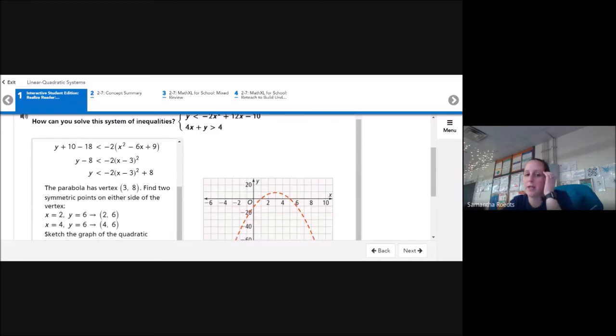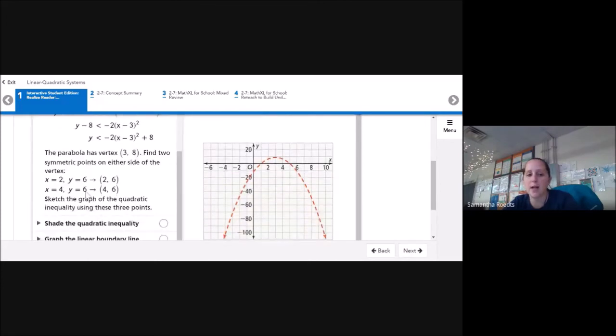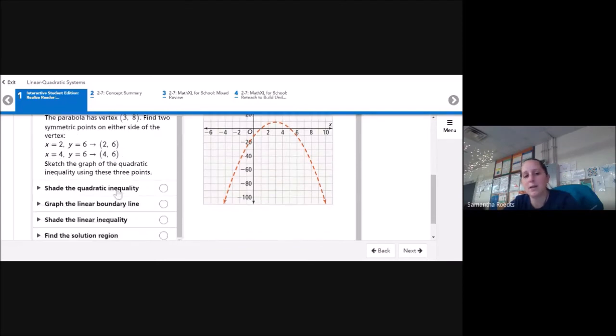The parabola has a vertex at 3, 8. I find two symmetric points on either side of the vertex at x equals 2 and y equals 6, so 2, 6, and x equals 4, y equals 6, so 4, 6. And I sketch the graph of the quadratic inequality using these 3 points.